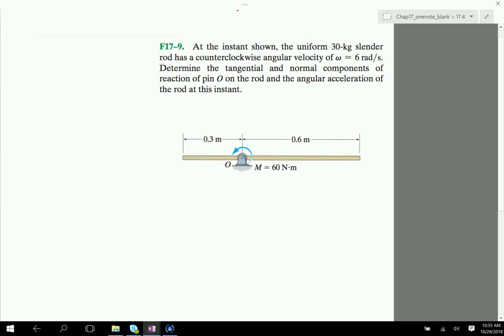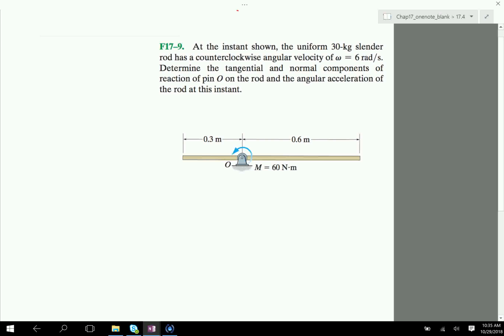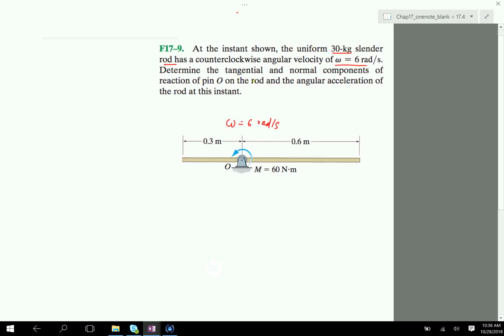This problem is not as elaborate as the one I did, and should be fairly easy. At the instant shown, the uniform 30 kg slender rod has a counterclockwise angular velocity of 6 radians per second. Determine the tangential and normal components of the reaction at pin O on the rod and the angular acceleration at this instant. What I would recommend is just do this part.